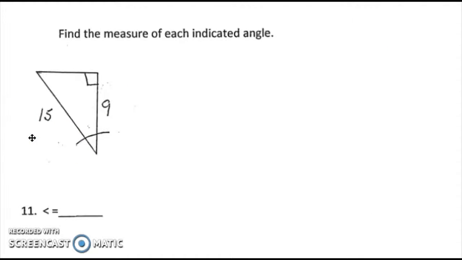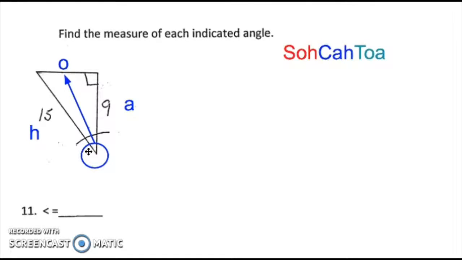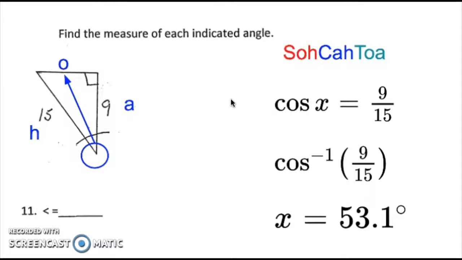Number 11, we're looking for this angle here, so circle that, draw the arrow across, that is opposite that. The hypotenuse is h, 9 is adjacent to it. Looking at SOHCAHTOA, the two sides we're given is 9 and 15, which is a and h, which is cosine. So cosine of x equals 9 over 15. Do second cosine, which will give us 53.1 degrees. So that is number 11.